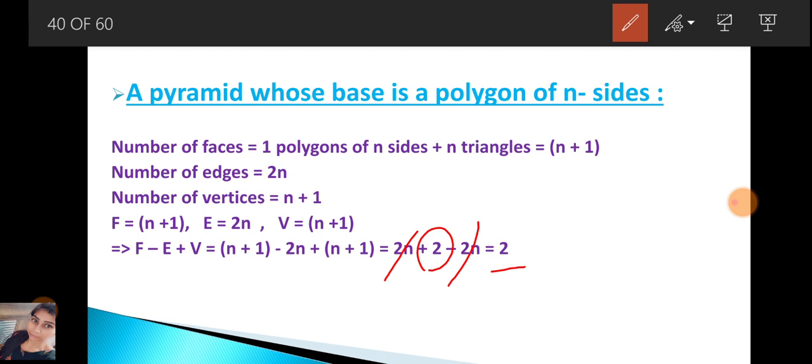So that means when you have a pyramid with n sides, then also you can prove Euler's theorem. And this is the last part of this chapter.